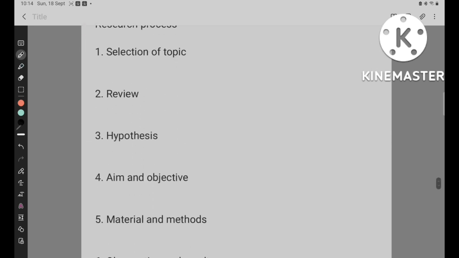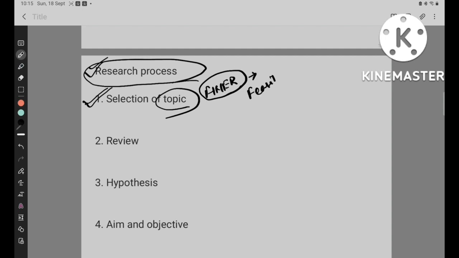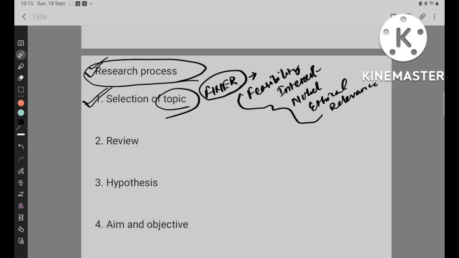Next comes your research process. For the research process, we have certain steps to complete the research. The researchers first of all need the selection of topic. The topic selection is the most vital point. For the selection of topic, there is one criteria known as the FINER criteria. It includes 5 components: feasibility, interest, novel, ethical, and relevance.